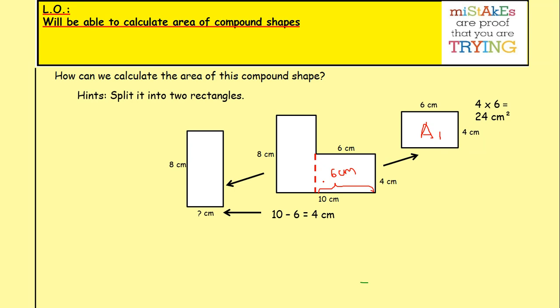So now I can find the area of this rectangle, which is 32 centimeters squared. Now I have the area of both rectangles, and what I have to do is add them together. So 24 add 32 gives me 56 centimeters squared, the area of this compound shape.